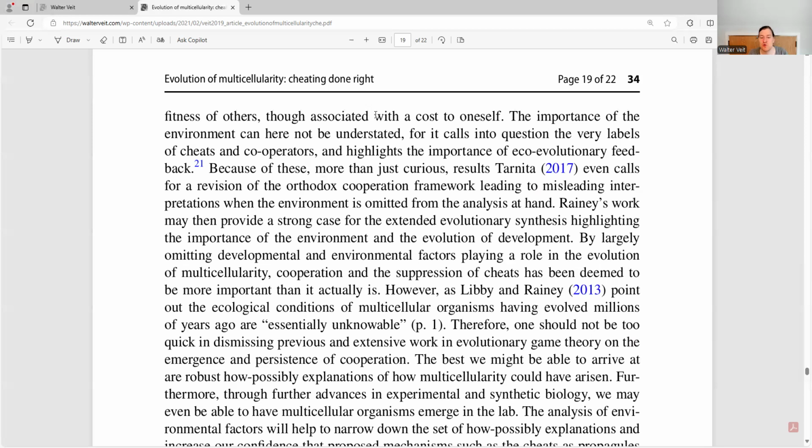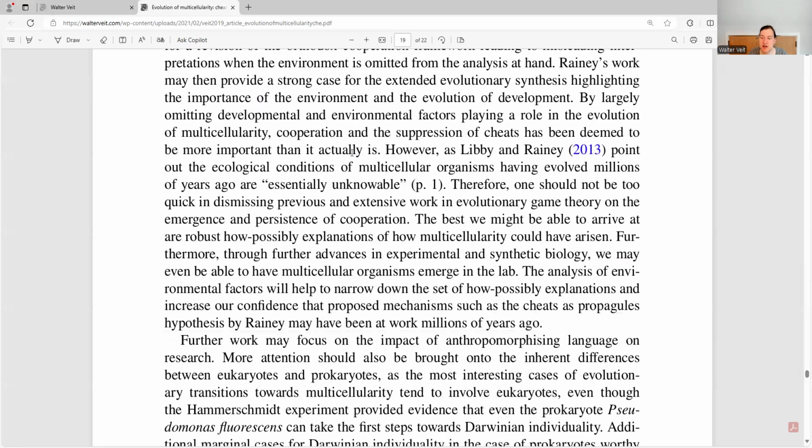Therefore, one should not be too quick in dismissing previous and extensive work in evolutionary game theory on the emergence and persistence of cooperation. The best we might be able to arrive at are robust how-possibly explanations of how multicellularity could have arisen.